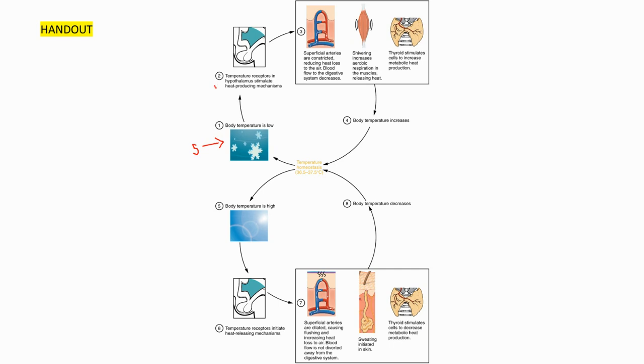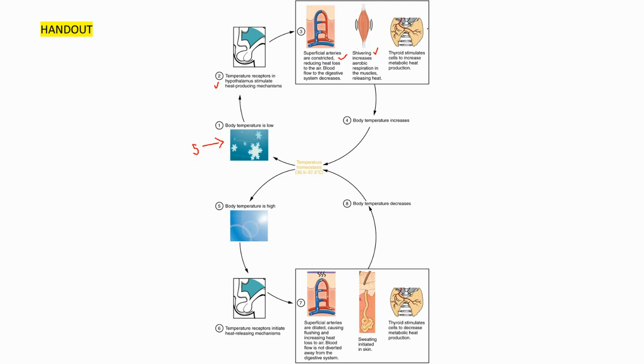Temperature receptors in the hypothalamus stimulate heat-producing mechanisms. So what's that going to do? That's going to talk to your blood vessels, and it's going to talk to your muscles. For blood vessels, those arteries and veins are going to be constricted, conserving that heat loss. And then your muscles are going to involuntarily shiver, because when muscles contract, they generate heat.